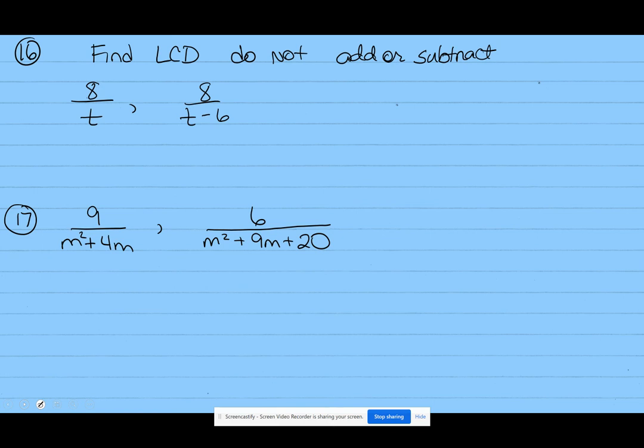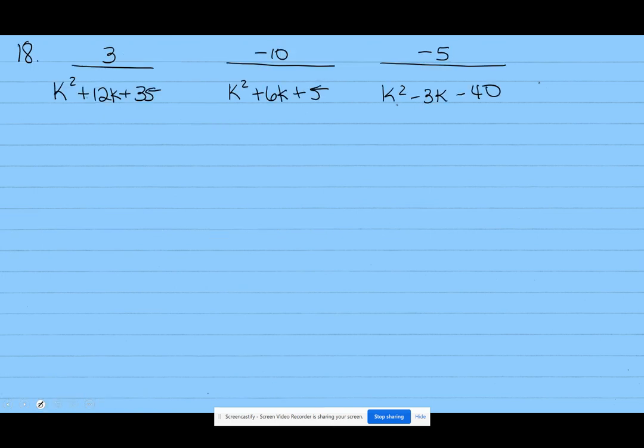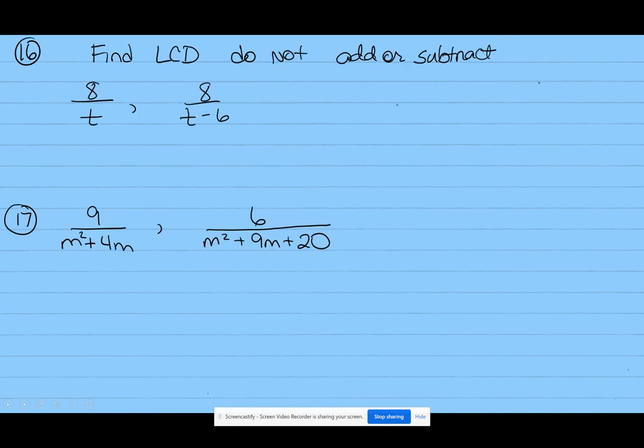All right, for the common denominator, again, we're not adding or subtracting these, just like in the previous one. We are just finding the common denominator. Okay, so nothing to factor for t, nothing to factor for t minus 6. So the common denominator, I need a box of t and I need a box of t minus 6. They are different. The common denominator is just the two denominators multiplied together. That is it. All right, so I didn't have to factor those, just had to multiply them together.